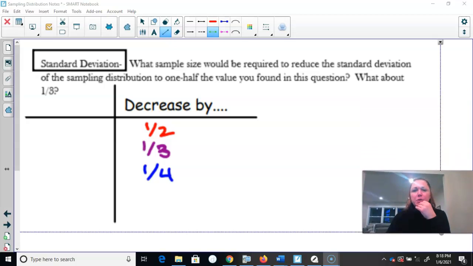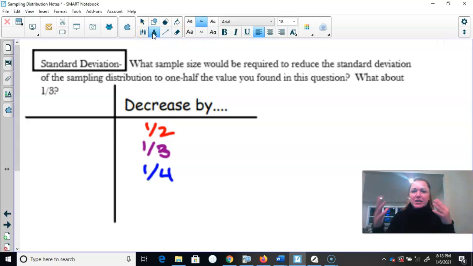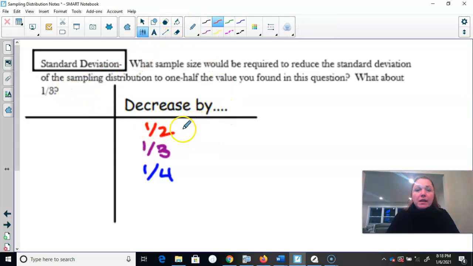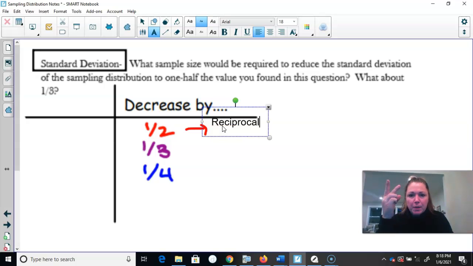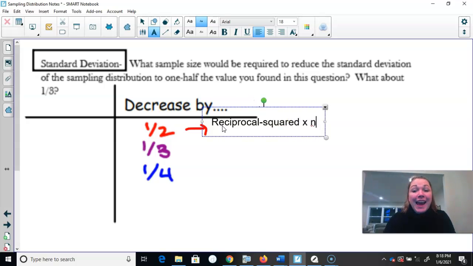The last thing is on multiple choice questions. Sometimes they may ask you what sample size would be required to reduce the standard deviation of a sampling distribution to 1/2 of the value you found in this question. What about 1/3? Anytime you want to decrease something by 1/2 or 1/3, usually I do a little discovery with kids, but what you do, ladies and gentlemen, is take whatever number they want you to decrease it by and find the reciprocal of it. The reciprocal is just flipping it. Then you square it, so reciprocal squared, and then you multiply it by n, your sample size.